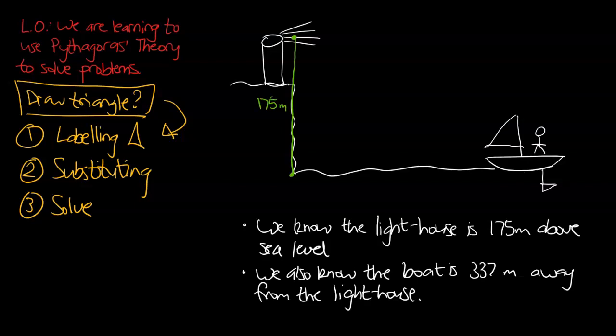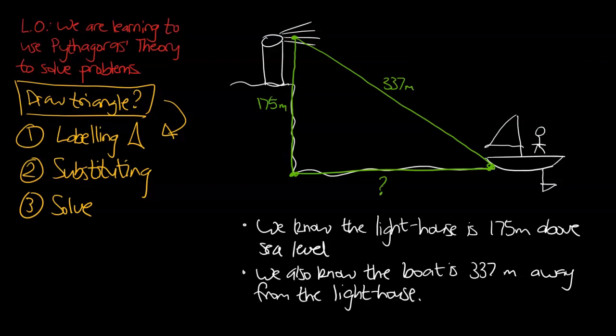We also know that the boat is 337 meters away from the lighthouse. So this is telling us boat to lighthouse is 337 meters. I'm going to draw a line connecting the boat and the lighthouse, so that there is 337 meters. What that means is we don't know how far the boat is away from the cliff, and that's what we're trying to find out. How far is the boat away from that cliff?